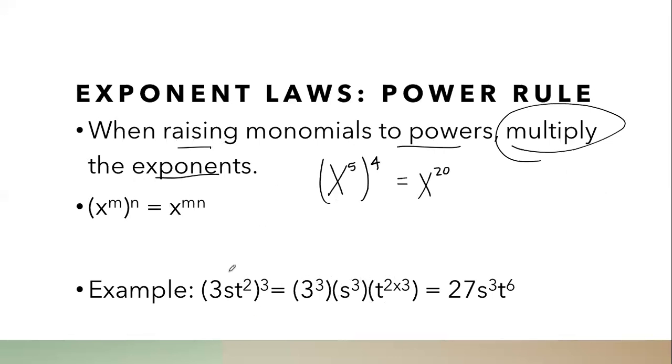So looking at this example right here, everything is being raised to the power of 3. What I like to do, what I saw somebody do and thought was really clever, is that if it doesn't have an exponent, that means it's raised to the power of 1. And if you know you're going to multiply, just pretend like you're distributing this 3 to all the exponents. So 3 to the power of 3, s to the power of 3, and t to the power of 2 times 3, which is 6. 3 to the power of 3 is 27, s to the power of 3, t to the power of 6.